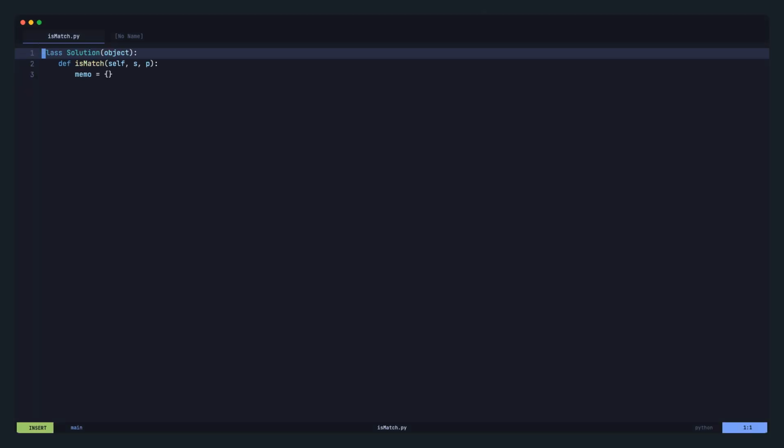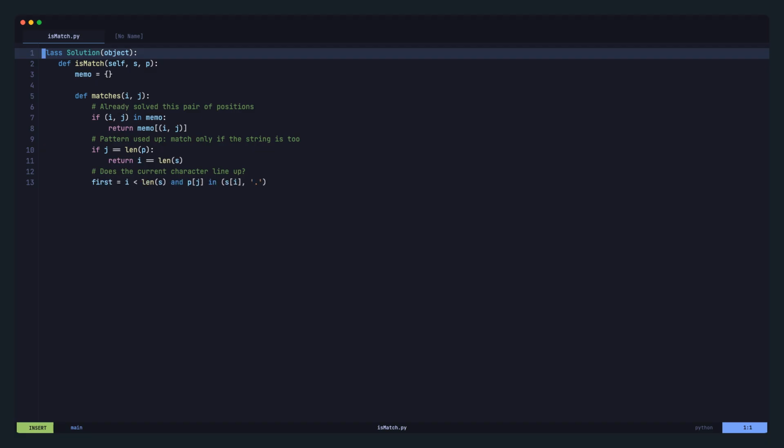Time to write it. We keep a notebook called Memo, and a little helper that takes the 2 positions. Right at the top of the helper, if we've already solved this pair, hand back the stored answer. The notebook earning its keep. If the pattern is exhausted, it's a match only when the string is exhausted too, both empty together.